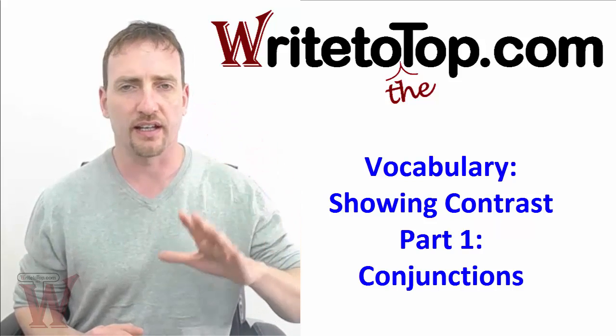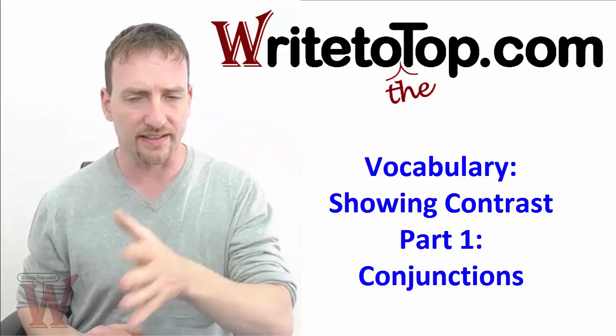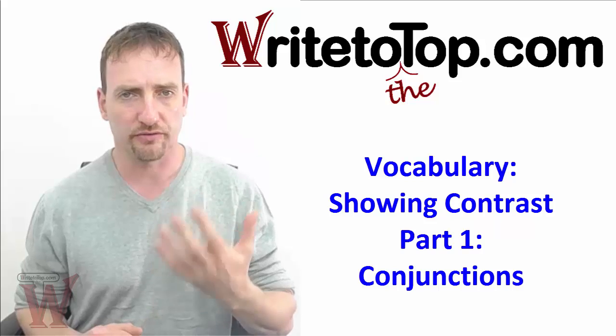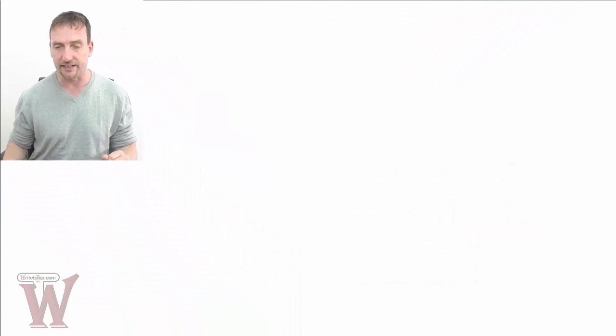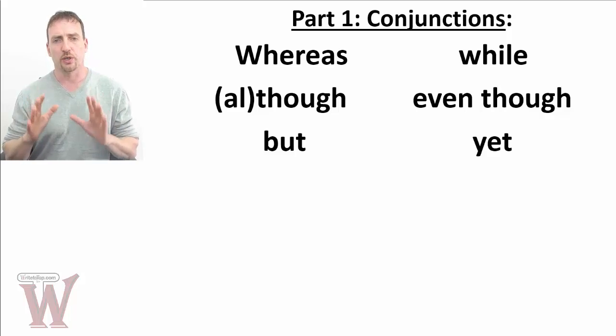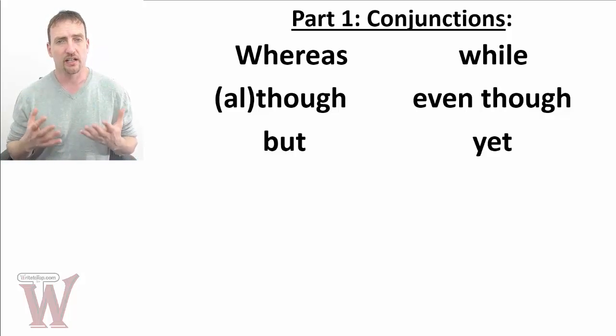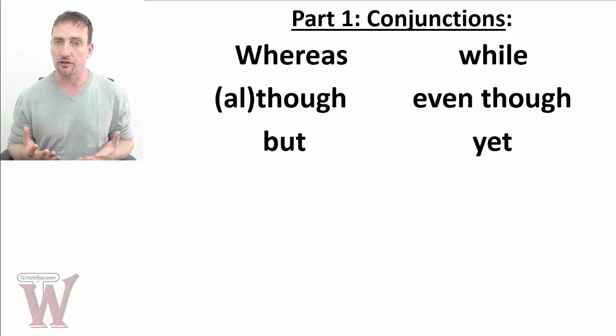The phrases and prepositions, we're going to look at in part two, but I'll give you a list at the end of this video of what phrases and terms we're going to look at in the next video. So let's start with part one, conjunctions. We're going to look at whereas, while, although, even though, but, and yet. These are the conjunctions that we're going to use to show a contrast.